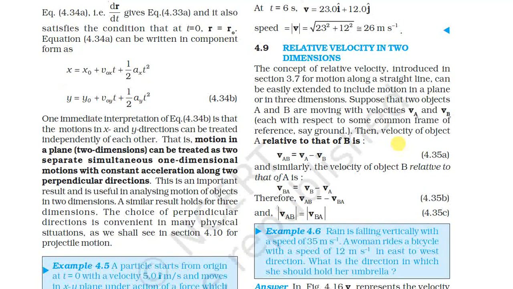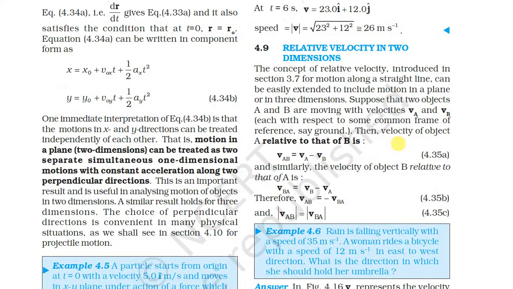And similarly, the velocity of object B relative to that of A is VBA, which is equal to VB minus VA. Therefore VAB is equal to minus VBA, and the magnitude of VAB is equal to the magnitude of VBA. So what is explained by relative velocity?